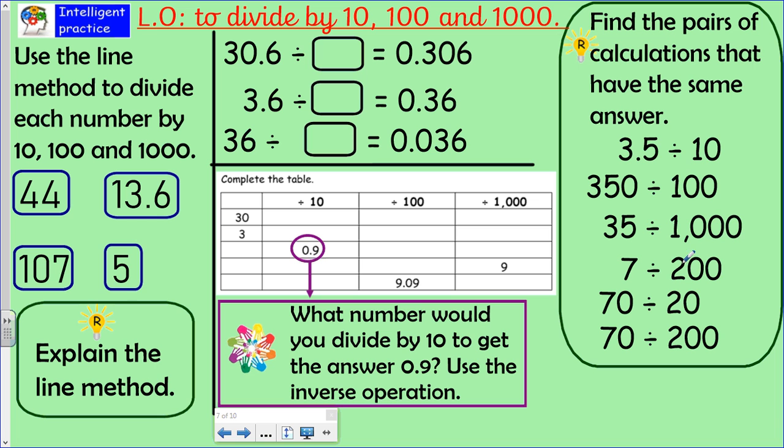So thinking about dividing by 200, divide it by 2 and then divide it by 100, or divide it by 100 and then divide it by 2. If you're dividing by 20, you can divide by 2 and then divide by 10, or divide by 10 and then divide by 2. And then same thing on the 200. Divide it by 100 and then divide it by 2, or divide it by 2, then divide it by 200. That is your intelligent practice.